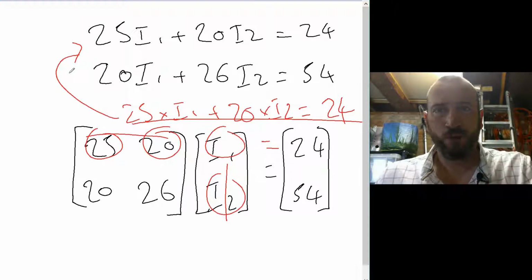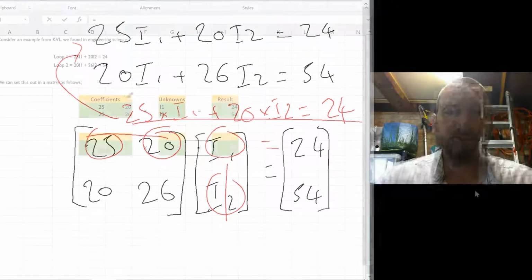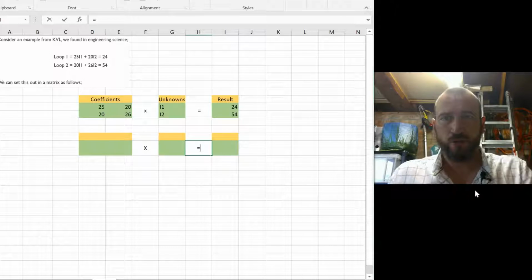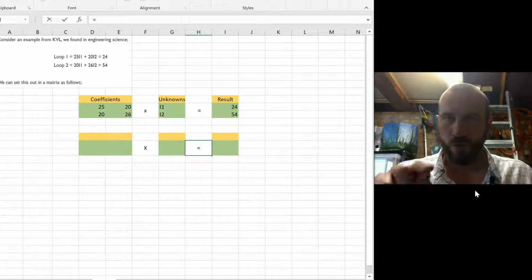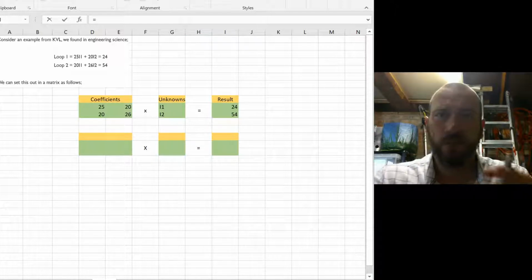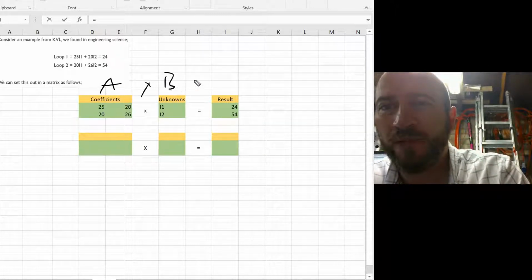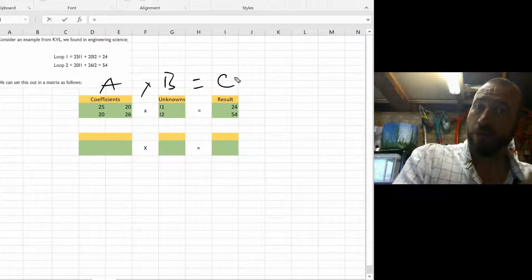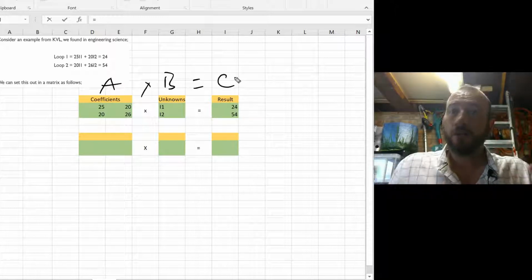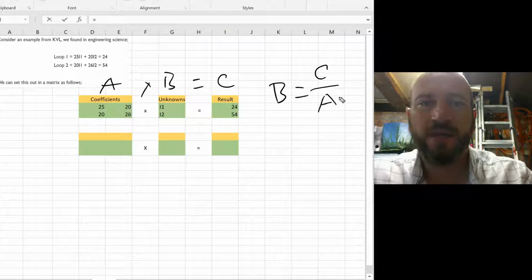So then we can take this matrix over to Excel and we'll have a look at how this can be solved. I've already built it for us here in Excel. We've got the 2 by 2 matrix, the 2 by 1 matrix of unknowns, and my other 2 by 1 matrix as my results. Essentially we can simplify this to matrix A times matrix B equals matrix C. If we reduce this down to A times B equals C, it's only a case of a simple transposition to solve this equation. So we would have B is equal to C over A.